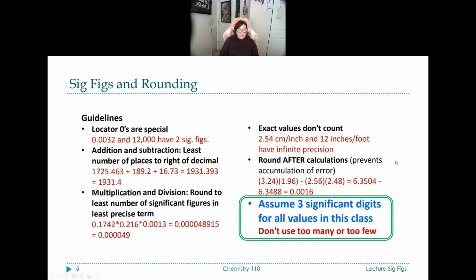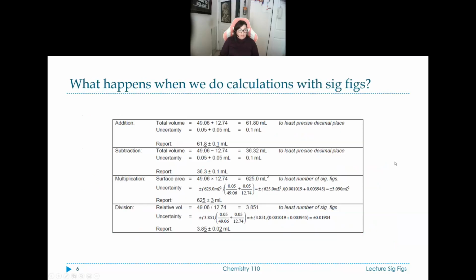Now let's continue talking over here, and that means I share it again. It's always helpful. Okay. So let's continue with this. What do we do when we have those calculations? So we did some of these before. We add them together. We go to the least or the closest one to the decimal point. So these are both 49.06, 12.74, both 2 places past the decimal. So that's what we're going to have in the end.